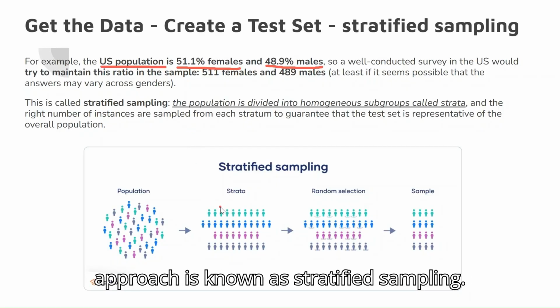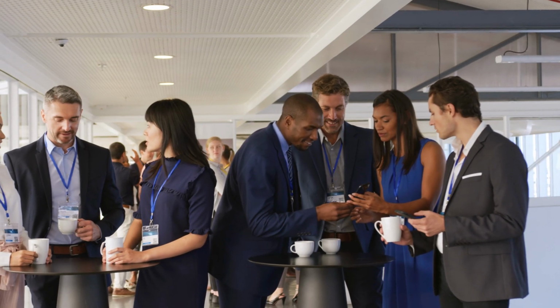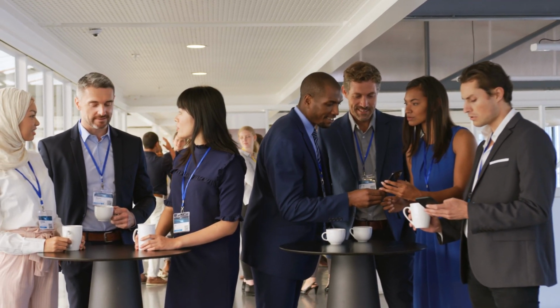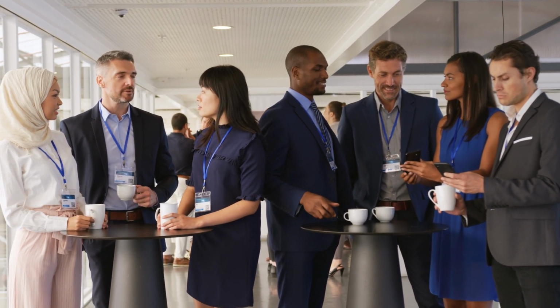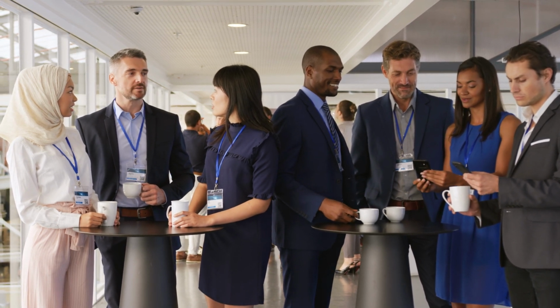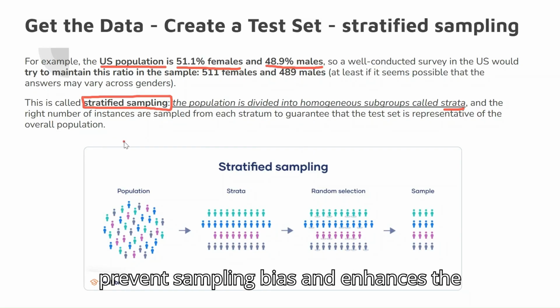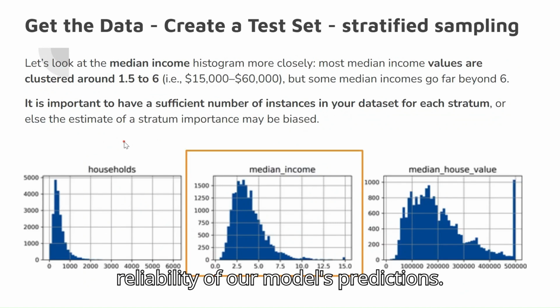This approach is known as stratified sampling. In this method, the population is divided into homogeneous subgroups or strata. We then sample a proportional number of instances from each stratum, ensuring that the test set accurately represents the overall population. This helps to prevent sampling bias and enhances the reliability of our model's predictions.